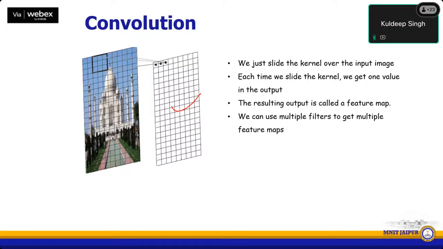Now, not only a single kernel, we can use multiple kernels or filters to extract different types of information from this image. In that case, we will have multiple feature maps as a result.